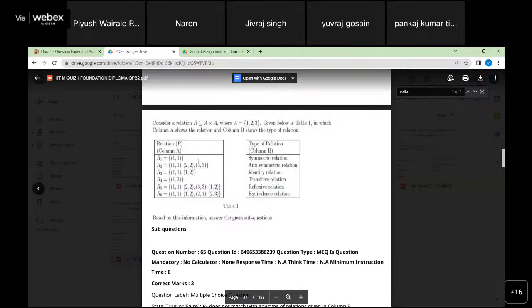But the R should contain all the elements, sir, to be reflexive, no? Not required. Here we are talking about a subset of A cross A; there should be every element of A, like 1, 1, 2, 2, and 3, 3. This is the definition of reflexive, isn't it? But sir, here we're talking about the relation R being a subset of A. R1 to R6 are all subsets of A, sir.